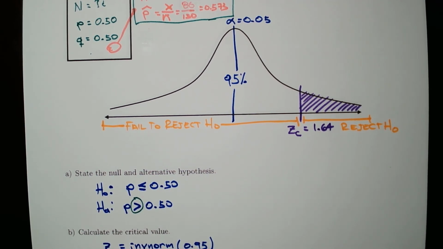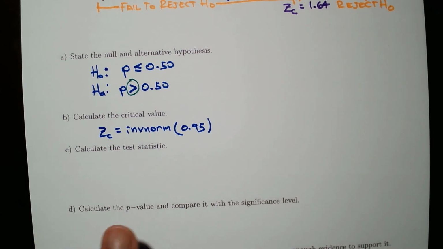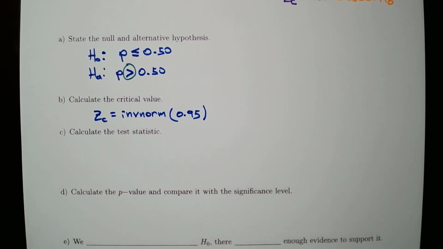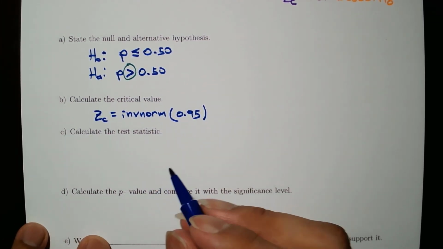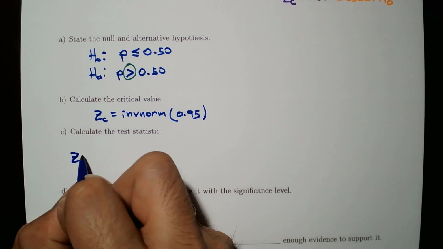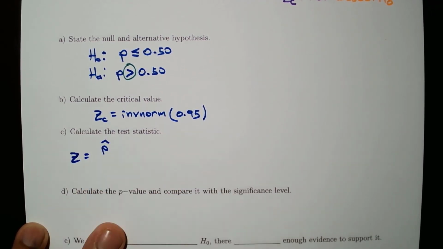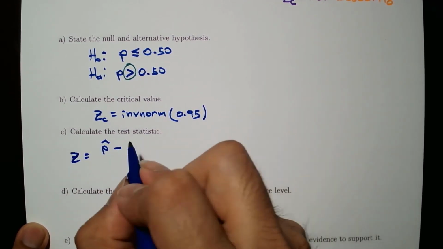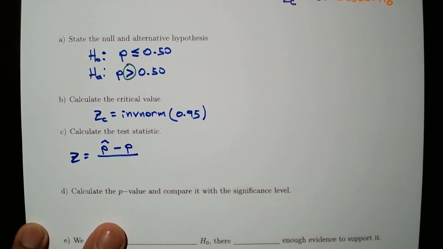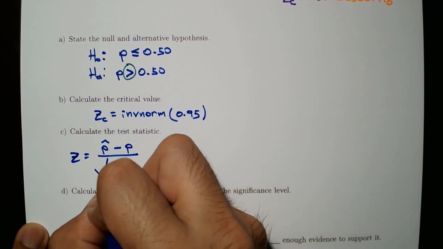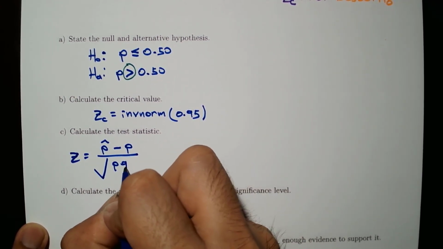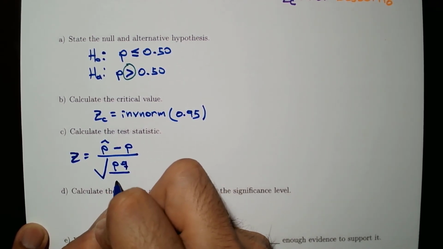Well, how do we know this? Well, let's do the calculations. Let's calculate the test statistic. And let me write down the formula, the one that I showed you on the previous page. So the formula to calculate the test statistic is z equals p hat minus p divided by the square root of pq divided by n.